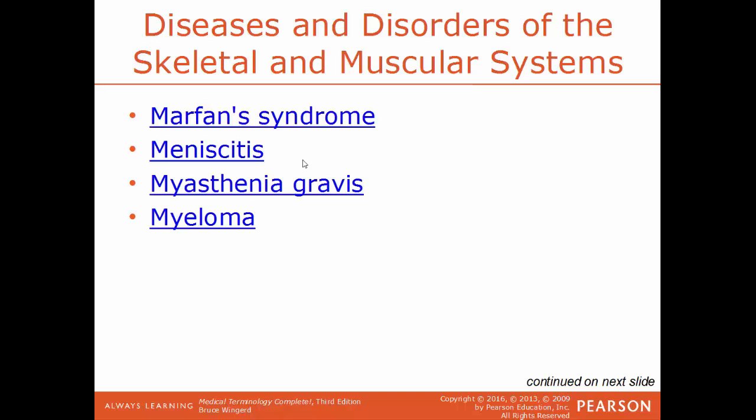Meniscitis is the inflammation of the meniscus. And the meniscus is a small piece of cartilage that is found between the bones of the lower leg and then your femur, your upper thigh bone. It's very common to tear these during a sports injury.